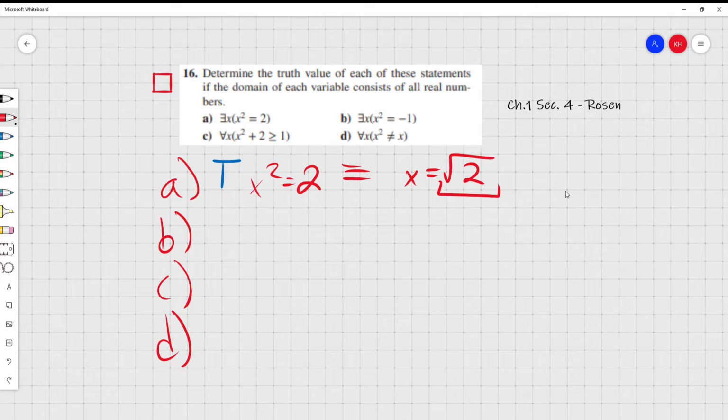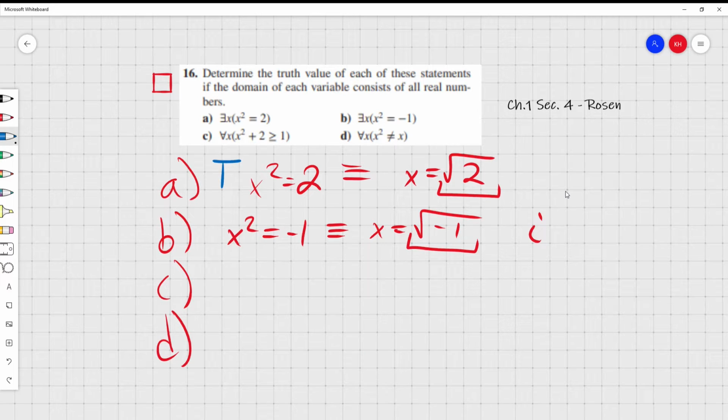For B, there exists an x such that x squared is equal to -1. So we'll go into the same problem. This is logically equivalent to x is equal to the square root of -1. Is this true or false? Well, what is the square root of -1? The square root of -1 is i, an imaginary number that we use for some reason in calculus. I don't know why personally, but yeah, so this is actually not a real number, so B is going to end up being false following along the 2 examples we just had.